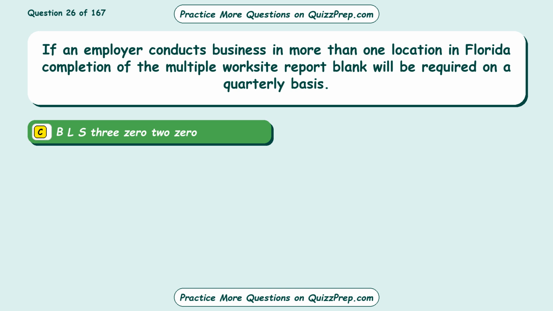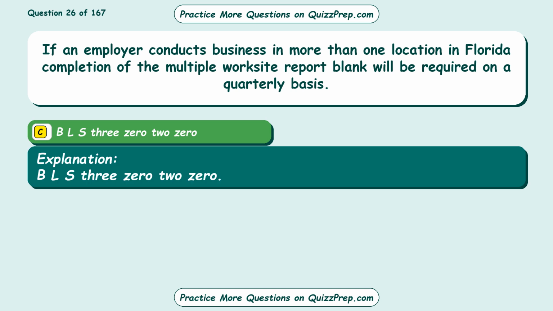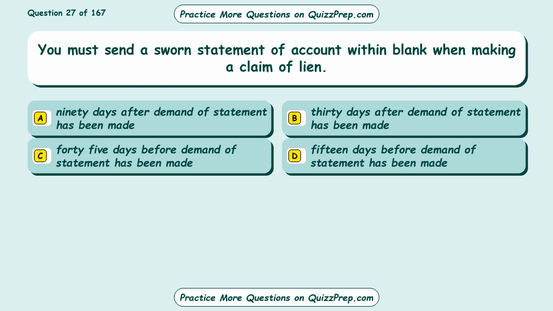The correct answer is option C, BLS 3020. Question 27. You must send a sworn statement of account within blank when making a claim of lien.